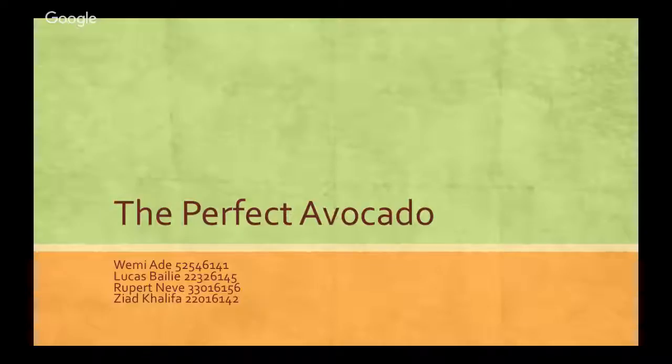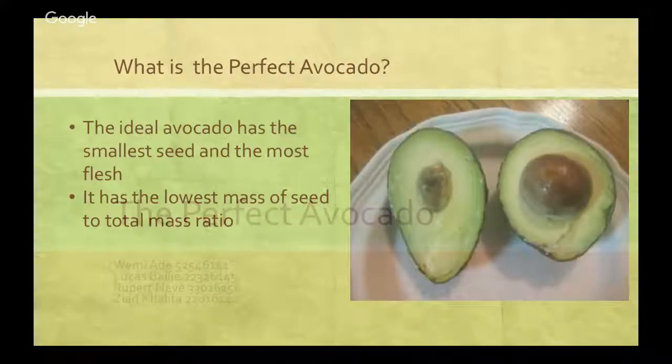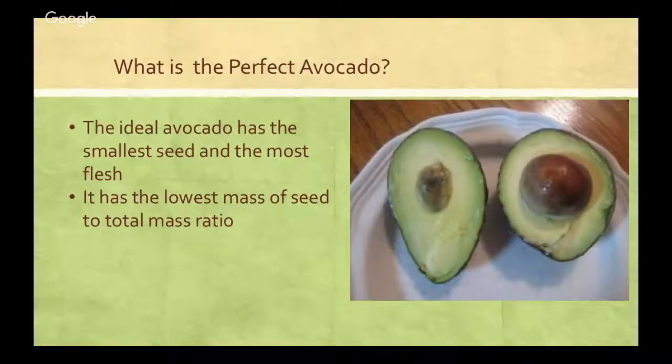Alright, so as you guys can probably tell, our project's a little different from most people's. We're trying to find what the perfect avocado is using seismic geophysical methods. And what we mean by the perfect avocado is the one that has the smallest seed and the highest amount of flesh. So basically the lowest seed mass to total mass ratio.